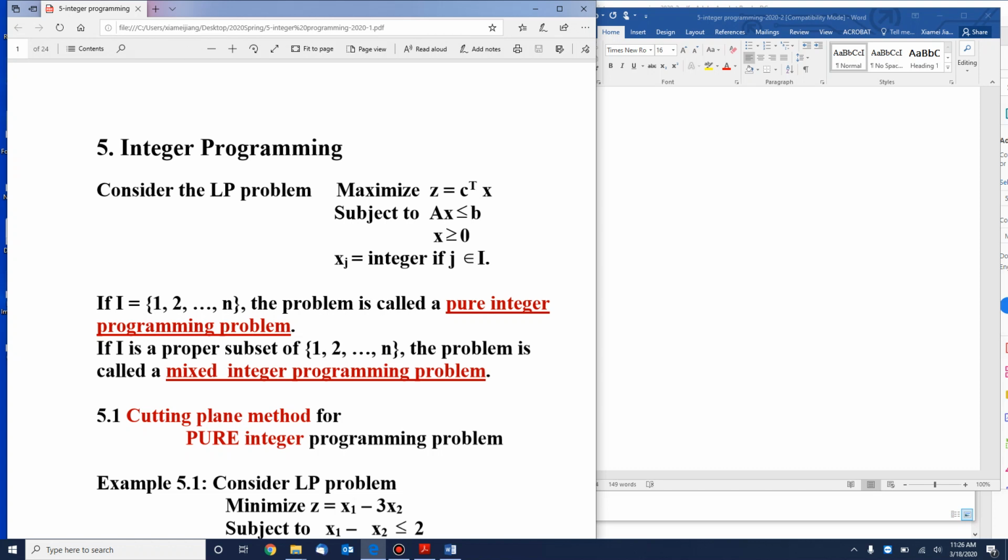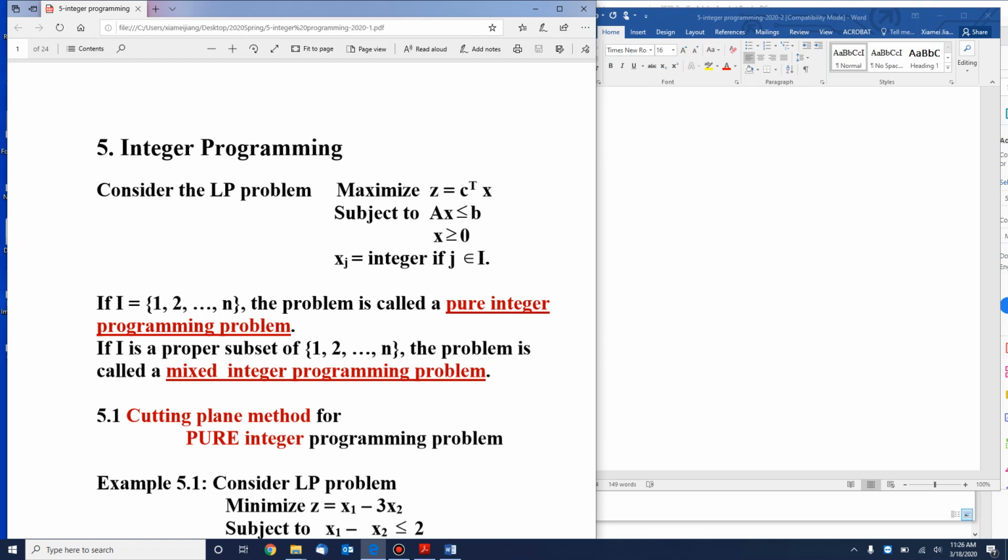Hello everyone. In this video, I'm going to talk about integer programming. If we have an LP problem, we need all the variables or part of the variables to be integers. Then we say it is an integer programming problem. If we need all the variables to be integers, it's called a pure integer programming problem. Otherwise, it's called a mixed integer programming problem.